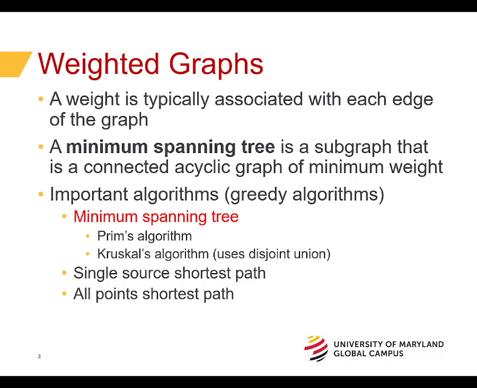There are two greedy algorithms for finding minimum spanning trees. Prim's algorithm selects some starting vertex and chooses the edge of smallest weight that connects the tree to a vertex adjacent to the tree. Kruskal's algorithm successively selects the edge of smallest weight that does not form a cycle. It uses the disjoint union data structure to maintain the connected components of the subgraph at each step.